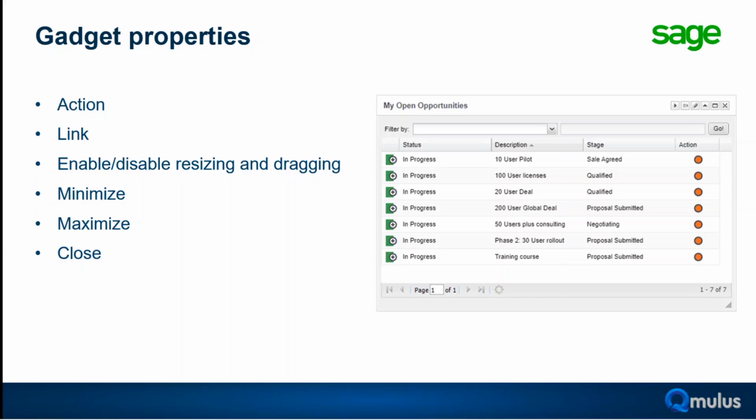Minimize, when selected, will only display the gadget header. Maximize, when selected, would open the gadget to the size of the whole workspace. Close, this option would delete the gadget from the dashboard once selected and may not be undone.